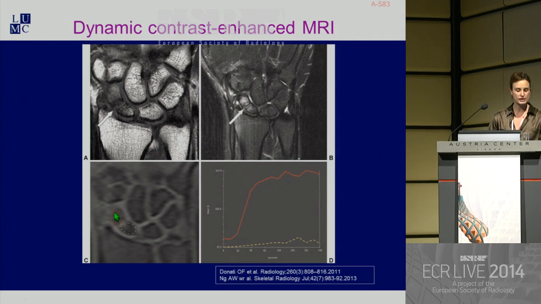And how good is this dynamic contrast enhanced MRI to make the correct diagnosis of an avascular necrosis? I think in the articles I have been looking at, the opinions are a bit different.